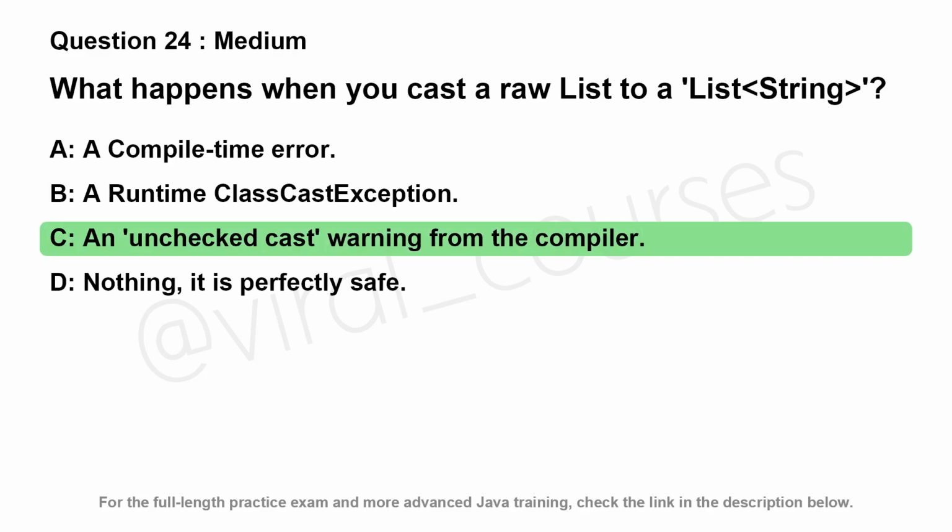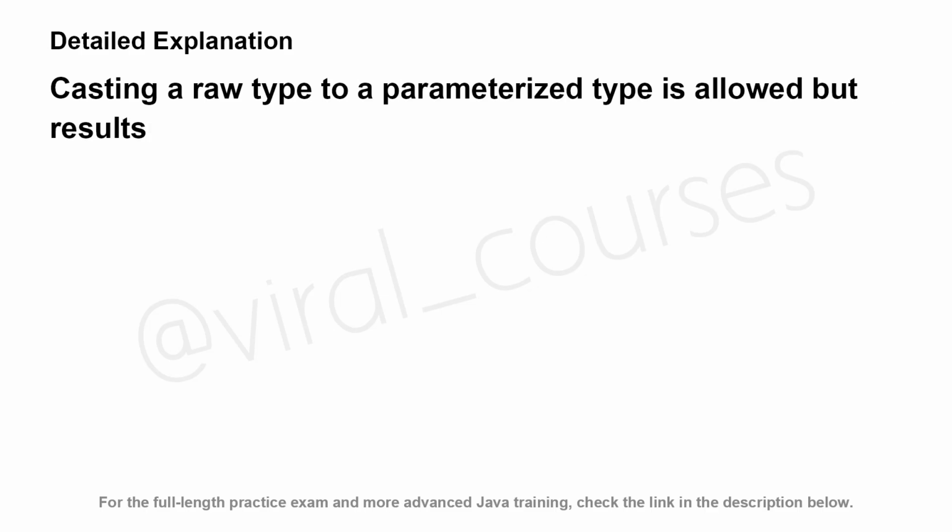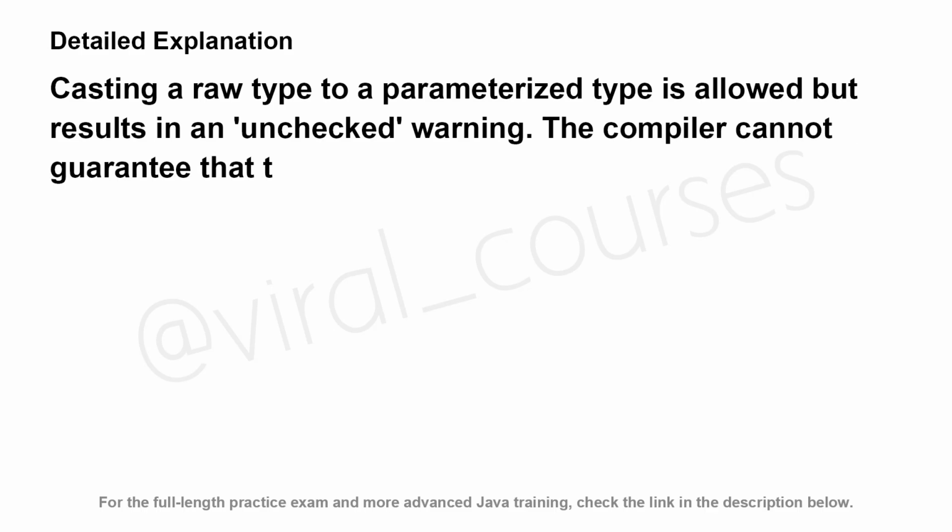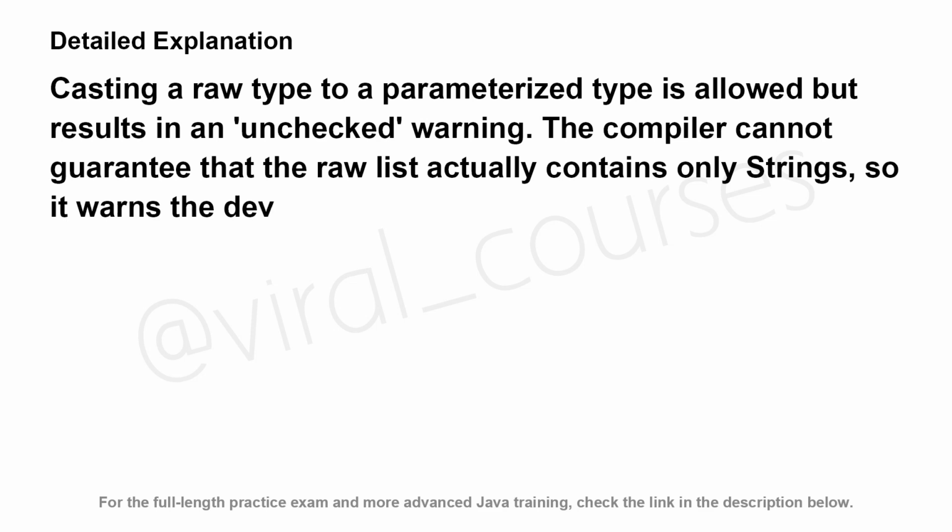The correct answer is C. Casting a raw type to a parameterized type is allowed but results in an unchecked warning. The compiler cannot guarantee that the raw list actually contains only strings, so it warns the developer of potential heap pollution.